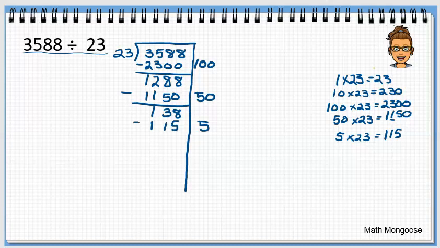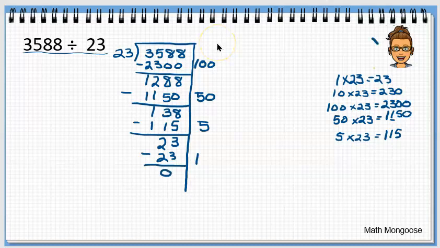115. We subtract that out. 8 take away 5 leaves us 3. 3 take away 1 leaves us 2. So we now are down to 23. What do you notice? 23 and 23. We have one group of 23 left. We just take out that one group, subtract, and we now have 0.